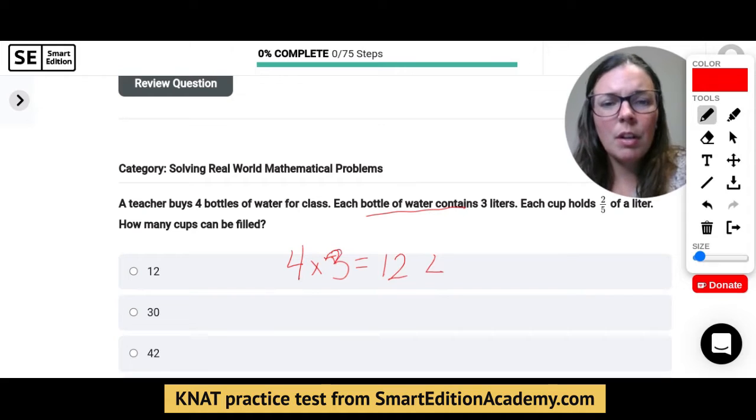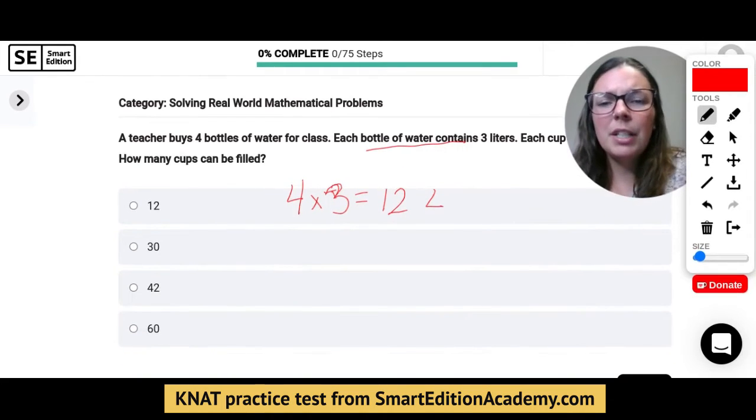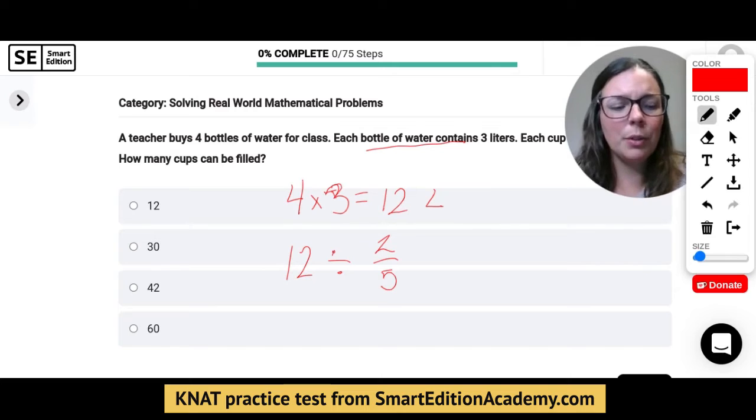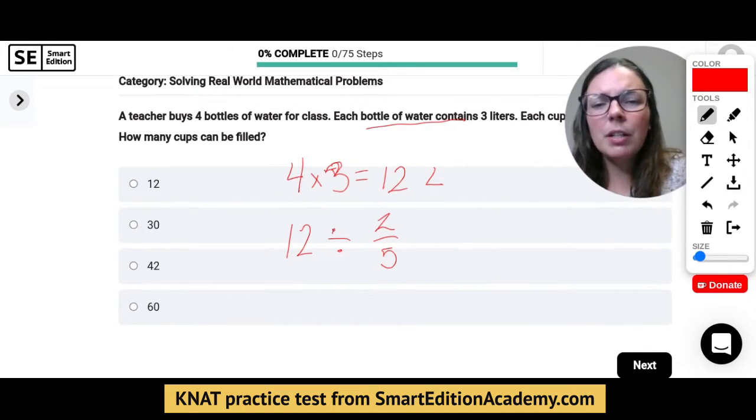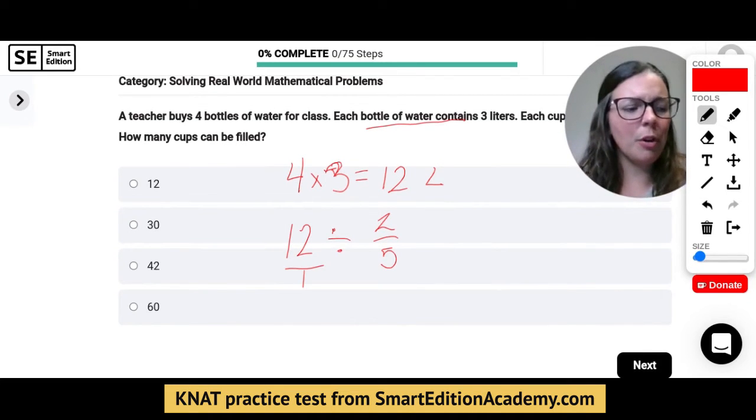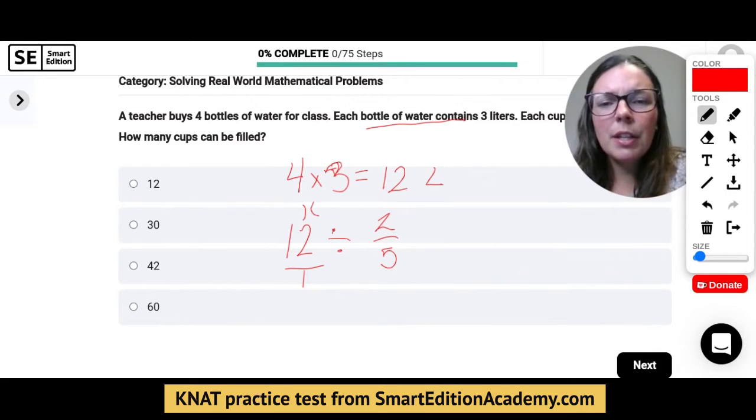12 total liters, and each cup holds 2/5 of a liter. So we need to take the 12 total that we have and divide it by 2/5. Divide it by how much each cup can hold. So a whole number divided by a fraction. This is really just 12 over 1. So we should be thinking keep, change, flip.